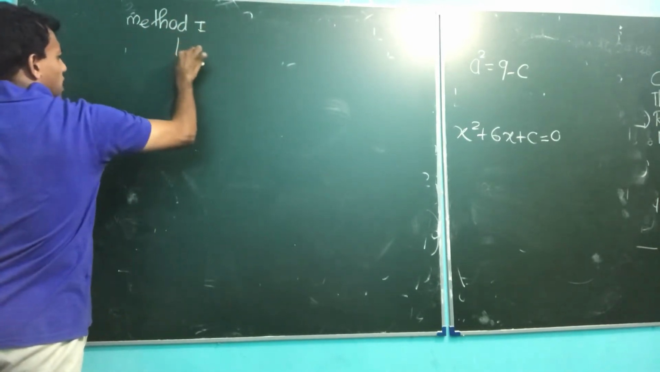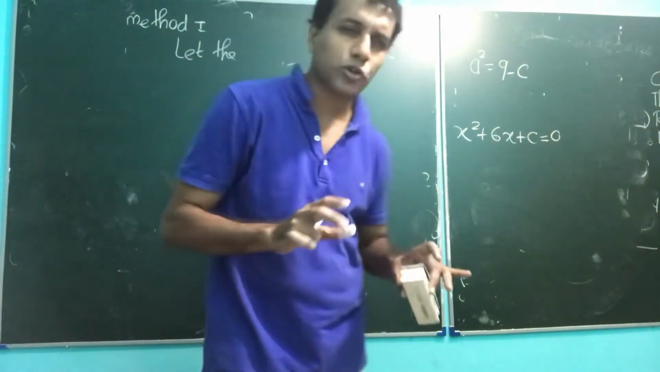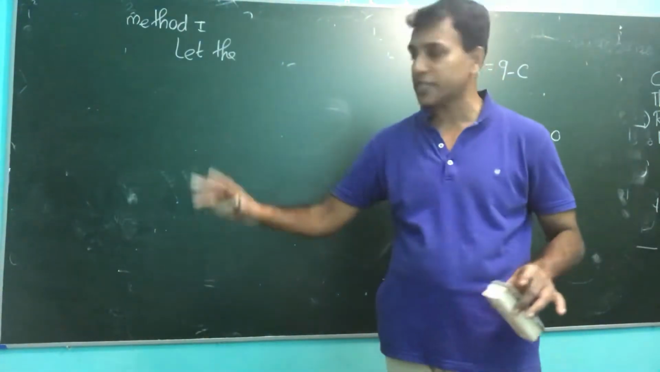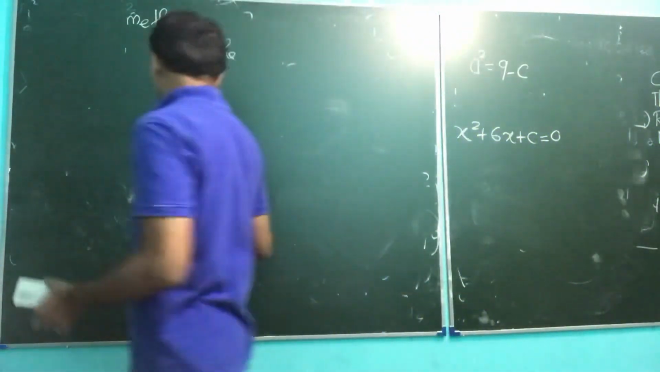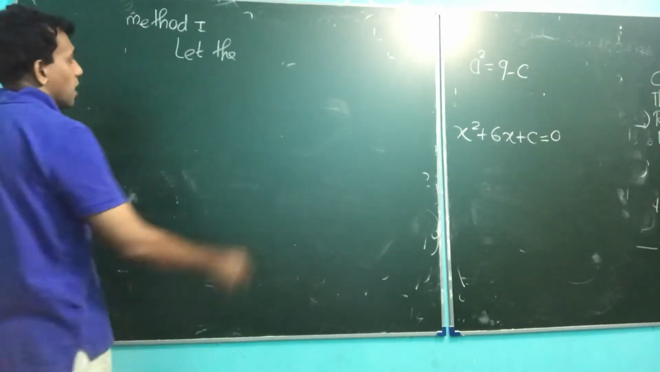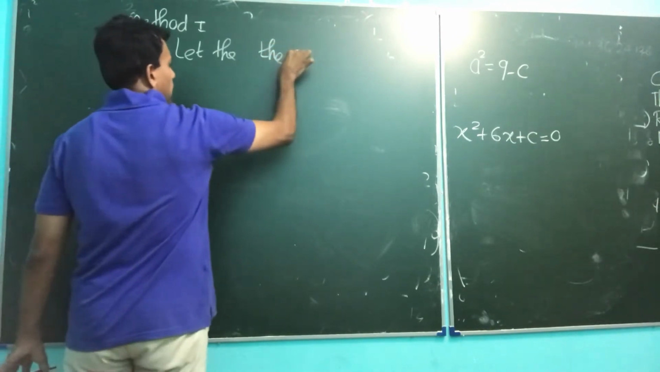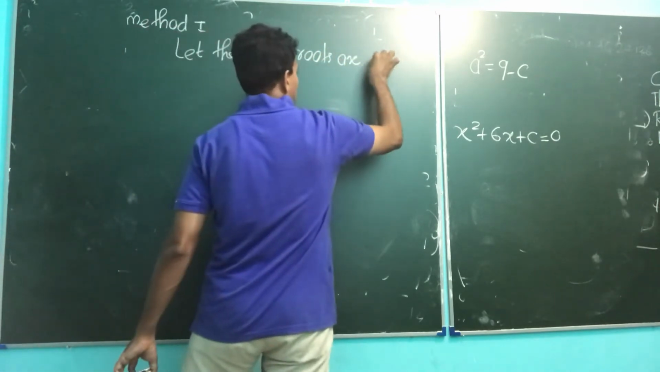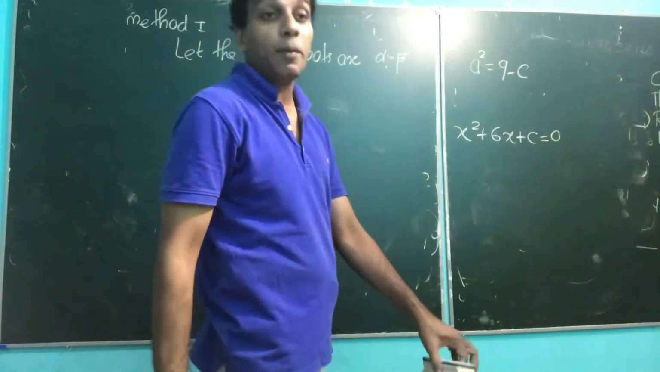Keep a full, neat notebook. Don't write rough sketches, so that it is clear; otherwise next month or next year you won't know what happened in these sessions. So let the roots be alpha, beta.